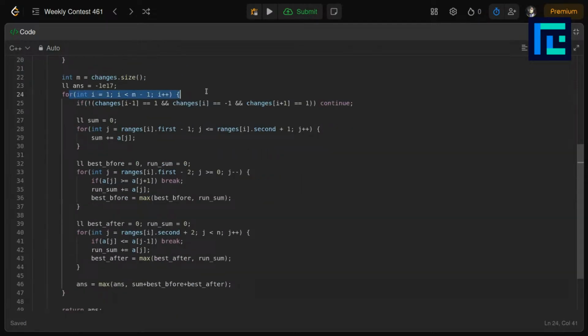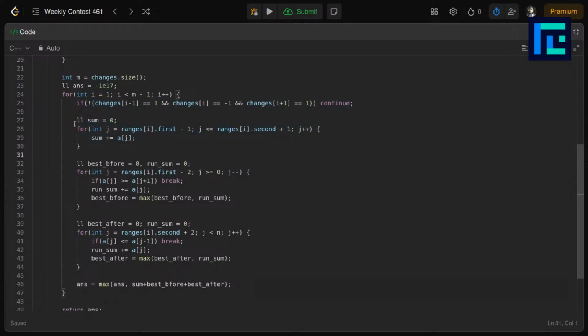Now I'm going through the changes array. I'm checking if I find a pattern 1 followed by a minus 1 followed by a plus 1, right? So changes of I minus 1 is 1, changes of I is minus 1, and changes of I plus 1 is 1. Okay. So I'm finding each of these. If it's not there, I just continue and I go to the next step and I continue this.